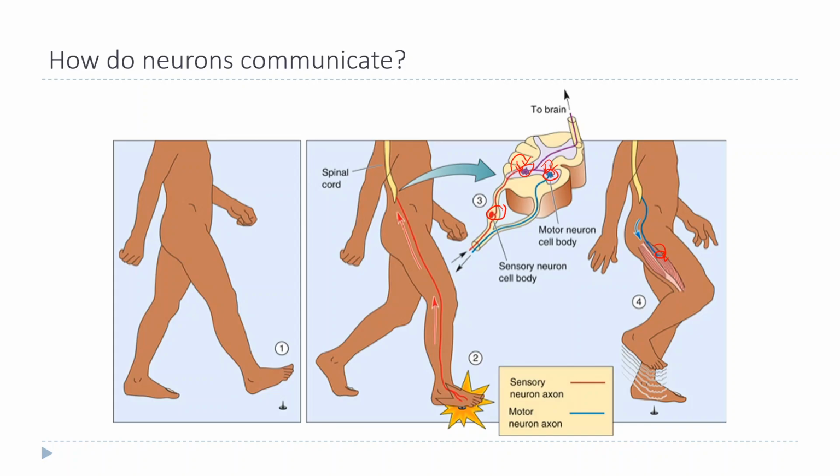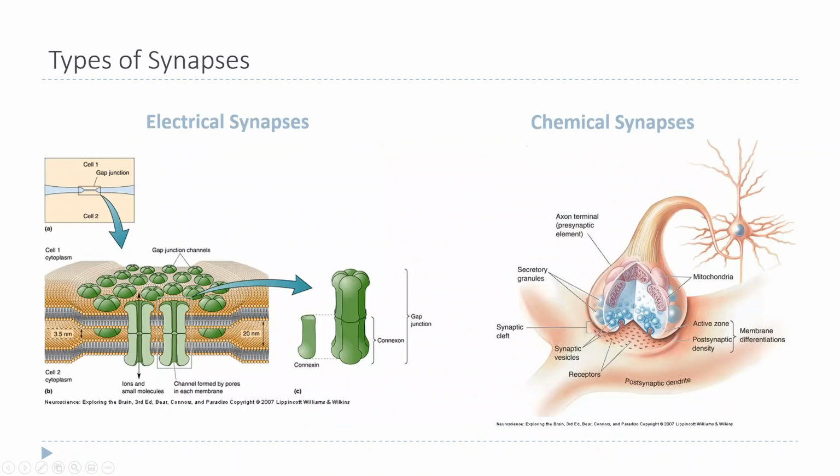In the last chapter we talked about how information travels within a neuron, so mainly the action potential. This time we will talk about how information travels between neurons across synapses. So we'll be talking about synapses in this chapter. Mostly we'll be talking about one type of synapse, but there are actually two major types of synapses, the electrical synapses and the chemical synapses.